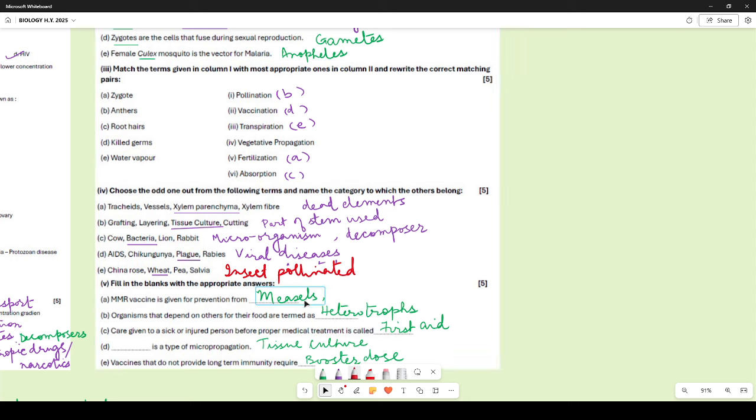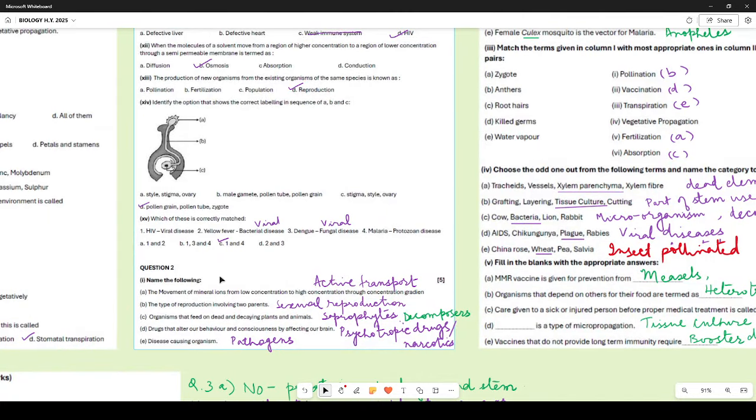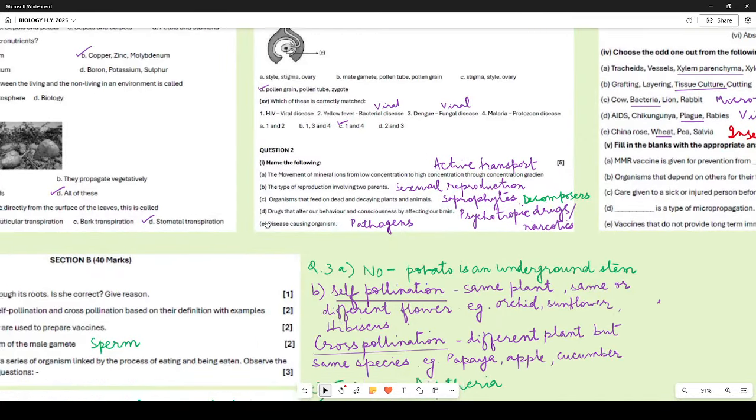MMR vaccine is given for prevention from measles. Organisms that depend on others for their food are termed as consumers or heterotrophs. Both of them are correct. Care given to a sick or injured person: first aid. Dash is a type of micropropagation: tissue culture. Vaccines that do not provide long-term immunity require booster doses, right? So you have to mention it clearly as to what the answer should be.